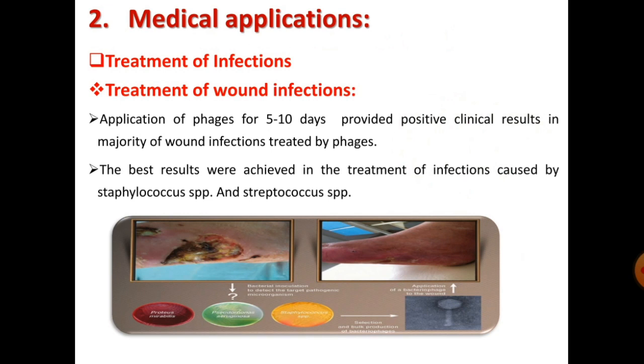Here we see in the picture a diabetic patient with an infected foot and potential development of gangrene. So we swab the affected tissue to isolate the pathogenic bacterium. Then we select the bacteriophage that infects the pathogenic bacterium. Then we apply the phage to the wound to treat it.